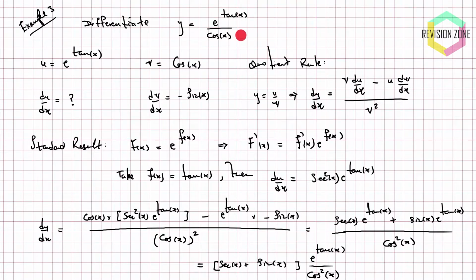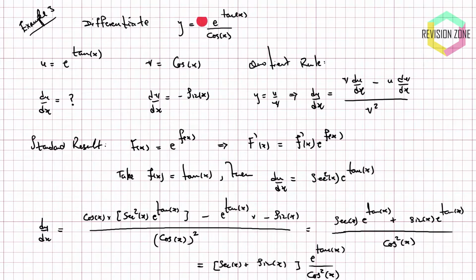Example 3 is another quotient. The slightly more interesting thing here is the numerator is actually a function of a function. So I've got e to the power of a trig function. As always, I should say caveats about cos x not being 0 and so on. For convenience, I've just left that out. We can just jump straight into the actual calculation here.